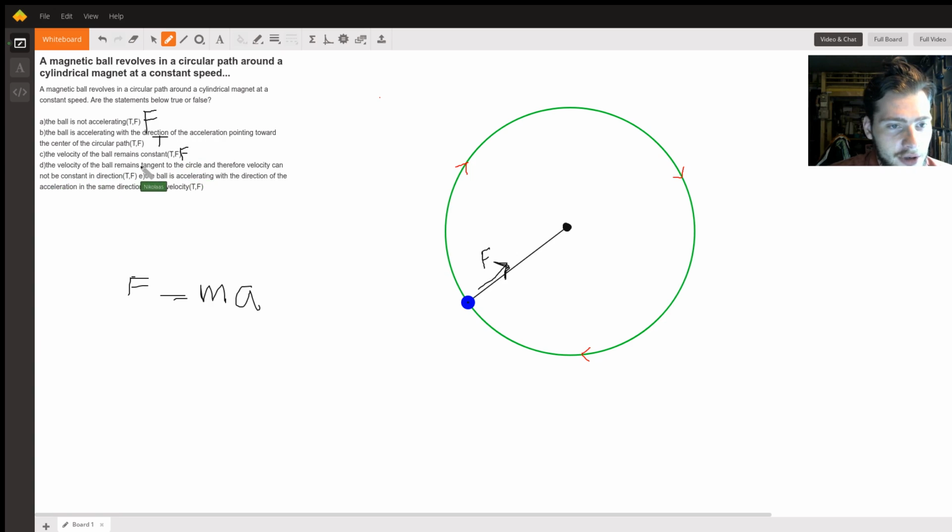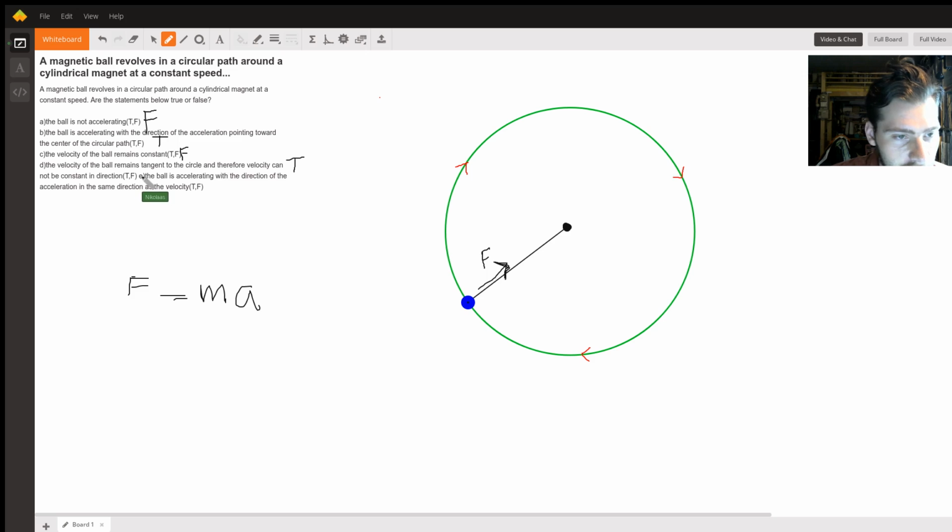D, the velocity of the ball remains tangent to the circle, and therefore the velocity cannot be constant in direction. That's actually true, that's just what we were talking about. The velocity is always pointing tangent to the circle, therefore it's constantly changing direction, so it's not constant. So D is true.